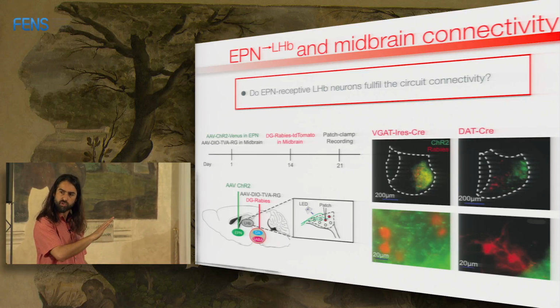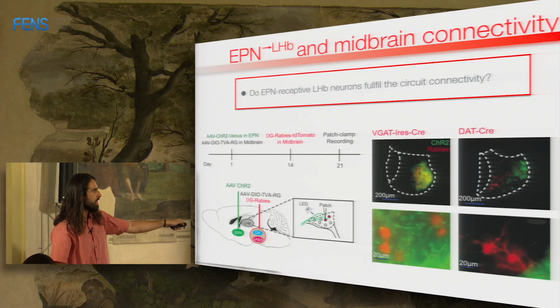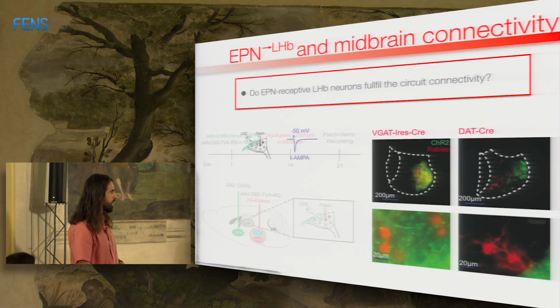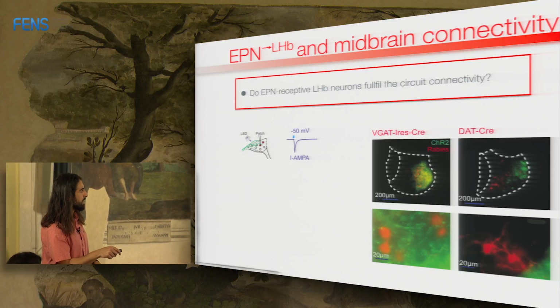Now what we did was to go in acute slices and patch these neurons in the VGAT-Cre mice and in the DAT-Cre mice. What we did basically is regular patch-clamp recordings, with LED stimulation of these green terminals in order to evoke synaptic currents at a certain holding potential. So here, for example, is an AMPA-mediated current evoked by light.